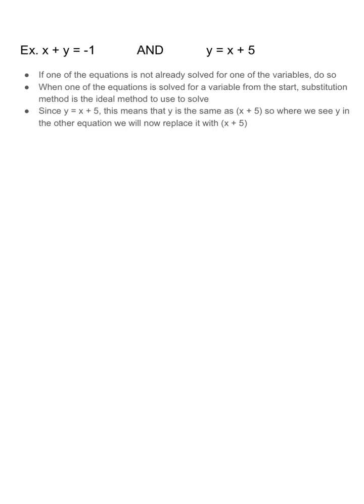Since y equals x plus 5, this means that y is the same as (x plus 5). So where we see a y in the other equation, we'll now replace it with x plus 5. Let's put into practice what that means. That means this and this are the same thing. So I am going to replace this y with that x plus 5 over here. I have my equation, x plus y is equal to -1, and now I'm going to replace the y with the x plus 5. Everything else in that equation remains the same. I am substituting in x plus 5 for the y.